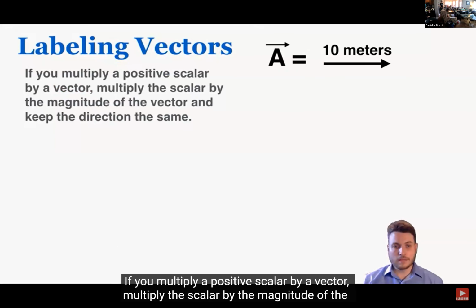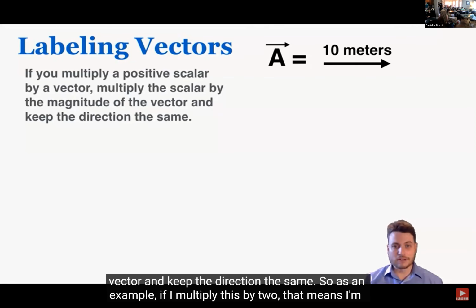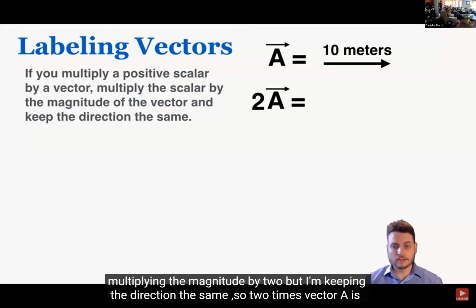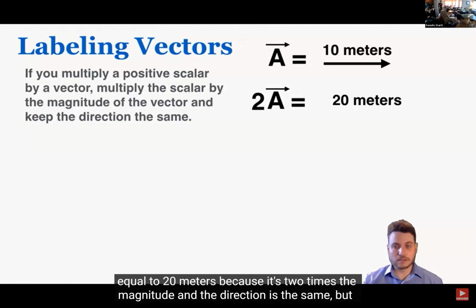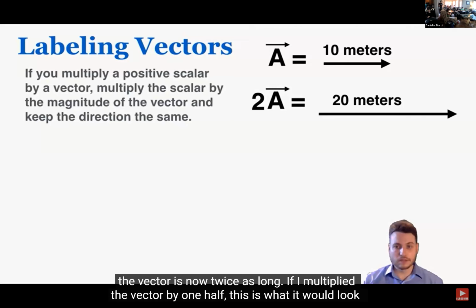If you multiply a positive scalar by a vector, multiply the scalar by the magnitude of the vector and keep the direction the same. So as an example, if I multiply this by 2, that means I'm multiplying the magnitude by 2, but I'm keeping the direction the same. So 2 times vector A is equal to 20 meters because it's 2 times the magnitude, and the direction is the same, but the vector is now twice as long. If I multiply the vector by 1/2, this is what it would look like.